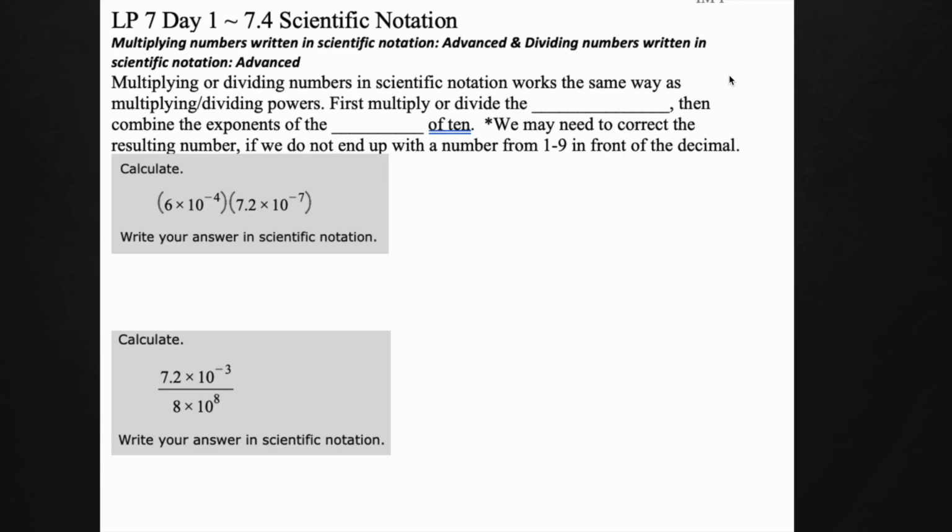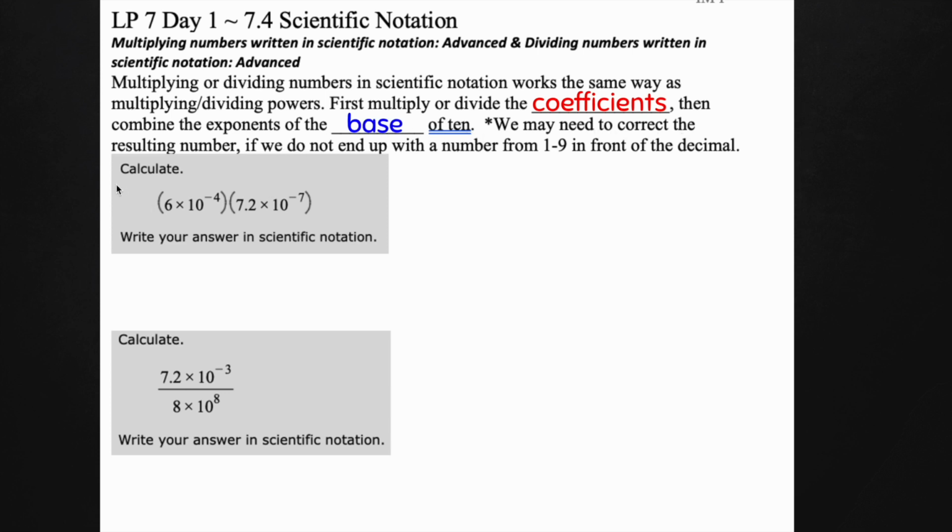Okay, so today we're going to take a look at multiplying and dividing in scientific notation. This is also the advanced option, so we're going to have to do some correcting before we can just jump straight into multiplying and dividing, and I'll explain here. Multiplying or dividing in scientific notation works the same way as multiplying or dividing powers, so we do have to remember all the power rules that we learned before. First, multiply or divide the coefficients, then combine the exponents of the base of 10.